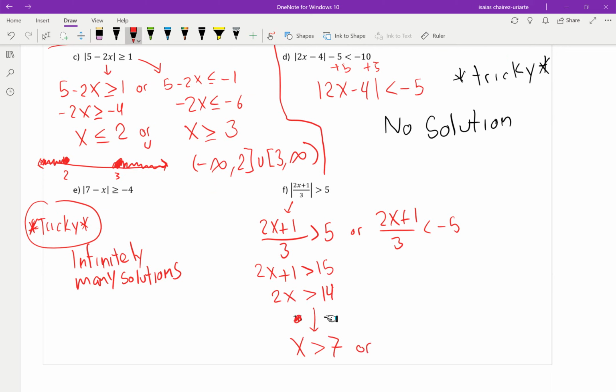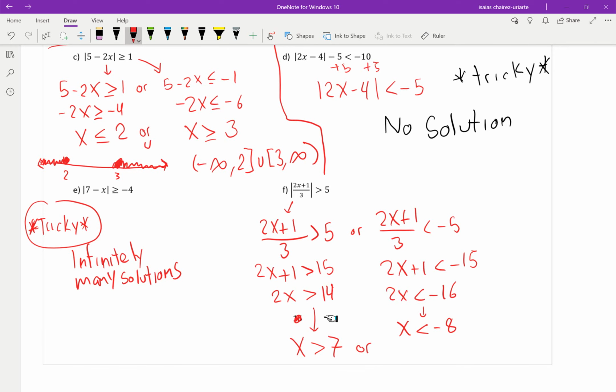Now let me solve the other one. In the other one, I'm going to multiply both sides by 3, same thing. I'm going to subtract a 1, because negative 15 minus 1 is negative 16. The inequality hasn't changed because we haven't divided or multiplied by a negative. And then the last thing I'm going to do is divide everything by 2. So then that says x is less than negative 8.